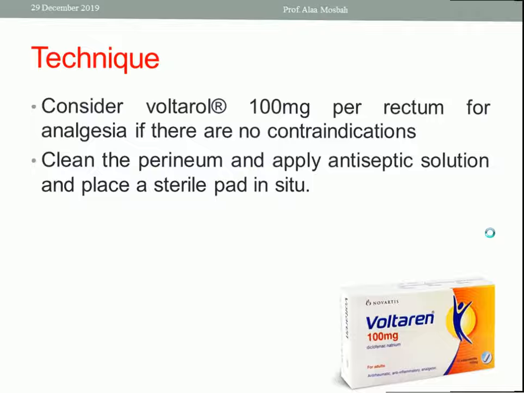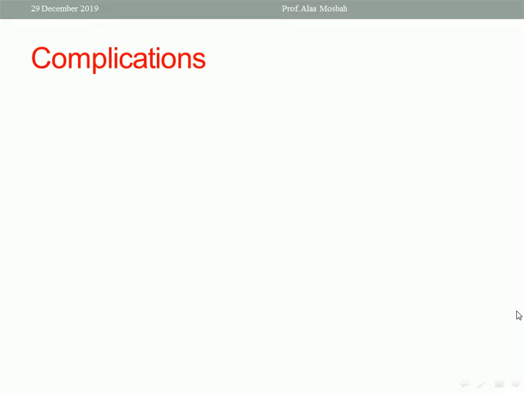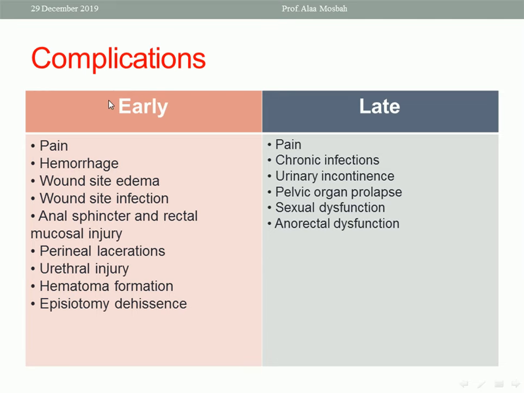So, lastly, what are the complications of the episiotomy? We have two major items: early complications or late complications. Early ones include pain, hemorrhage, wound site edema, wound site infection, anal sphincter and rectal mucosal injury, perineal lacerations, urethral injury, hematoma formation, or episiotomy dehiscence. This is for early complication.